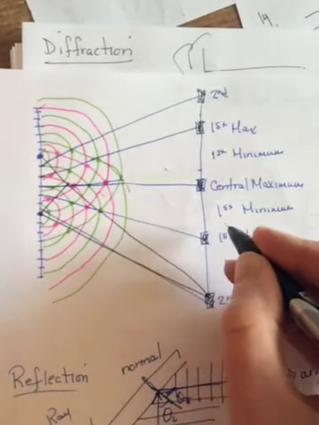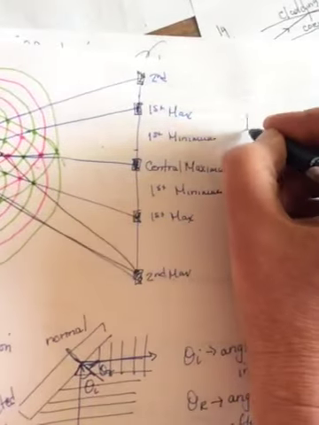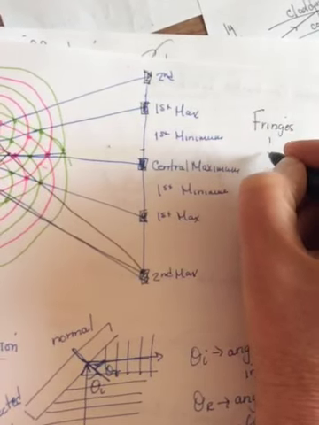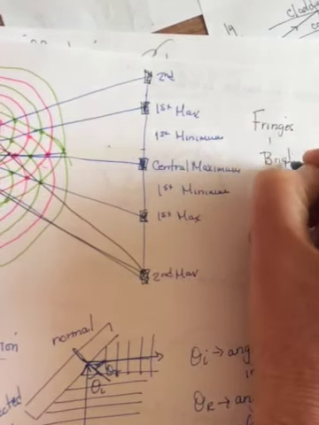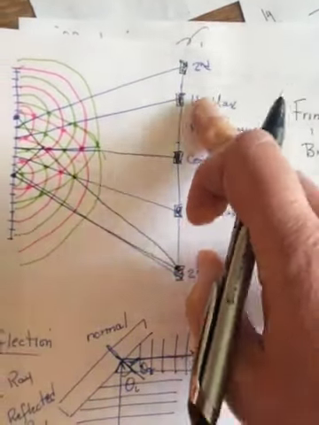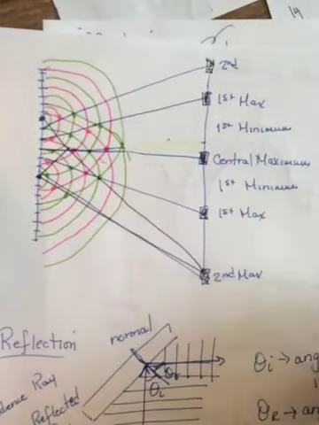These bright spots are sometimes also called fringes. Fringes or bright spots. Okay. And they are the spots of constructive interference. The other spots are the spots of destructive interference.